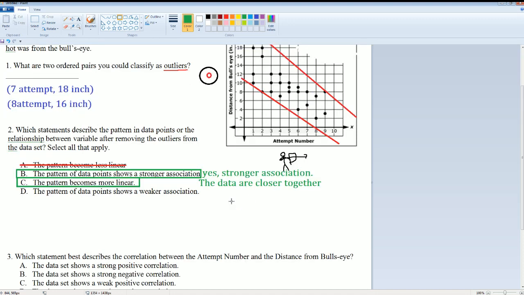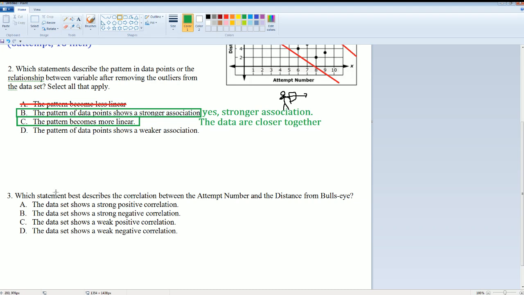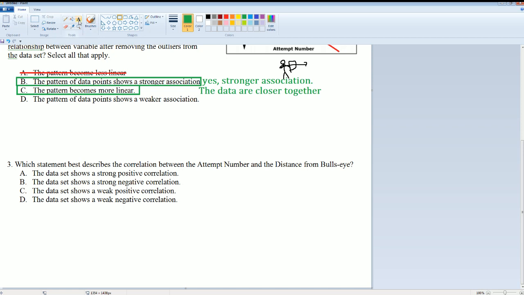Next, which statement best describes the correlation between the attempt numbers and the distance? We never really talked about this in class, but I want to bring it up. I want to define each one of these for you, because some of you are looking at your notes and it doesn't make sense. It's a good time if you want to watch another video or go to Math is Fun or just Google what these words are. That would also help you see better how it looks.